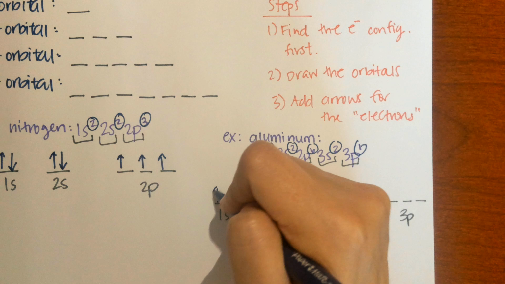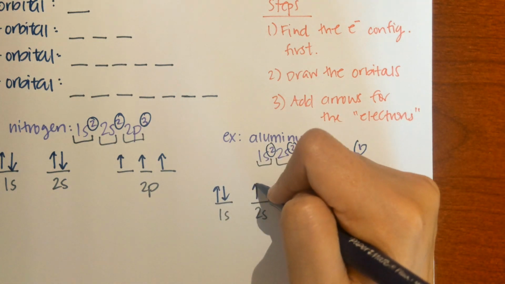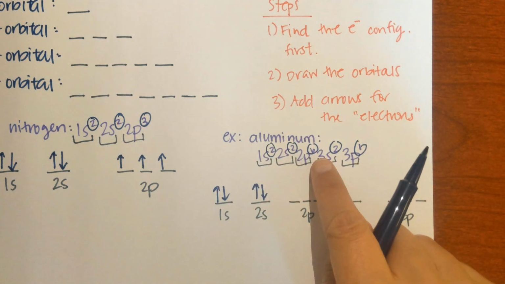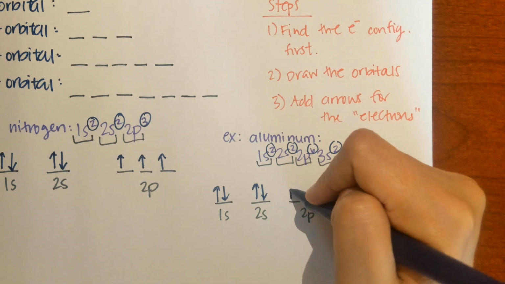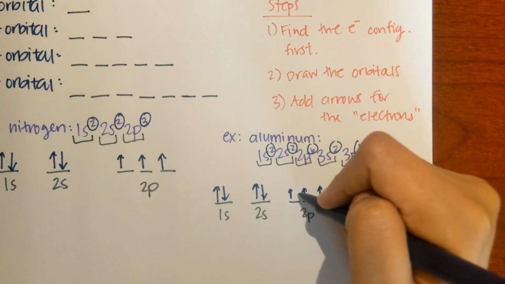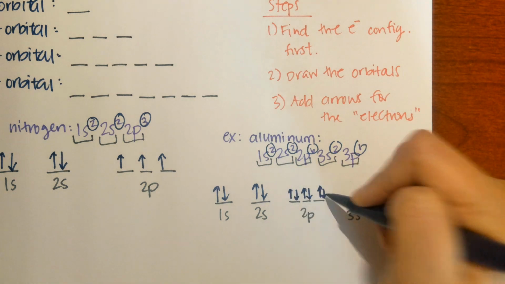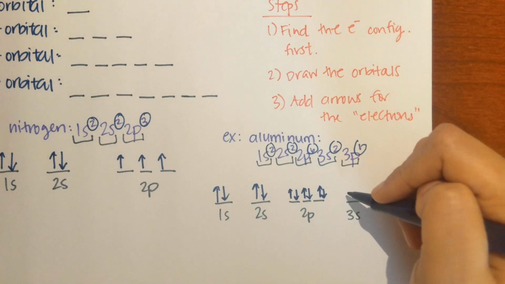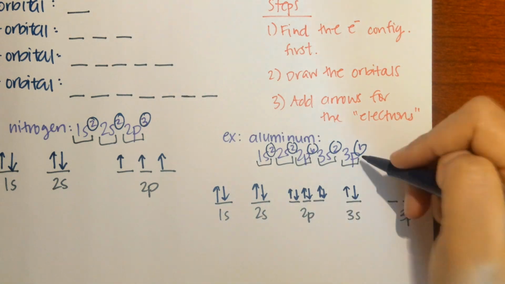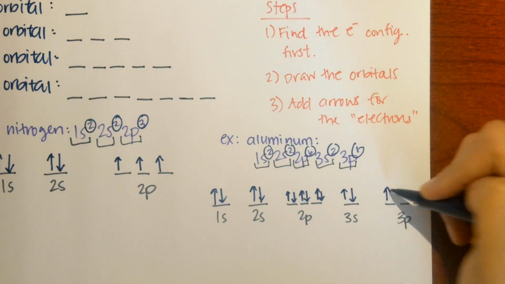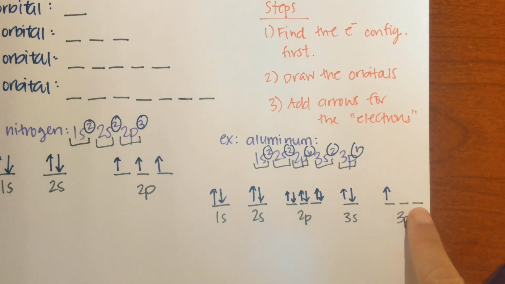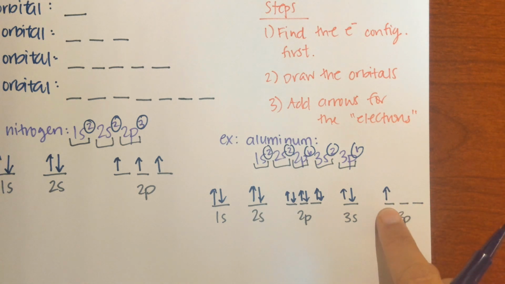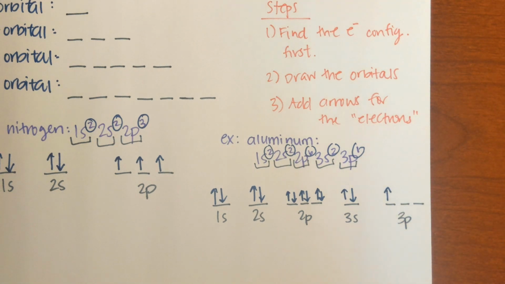Alright, so 1s2, 2s2, then 2p6. This works out because it fills in the entire orbital shell. And then 3s2, like that, and then 3p1. You have to put it in the first blank. You can't just use any blank. You have to start with the first one.